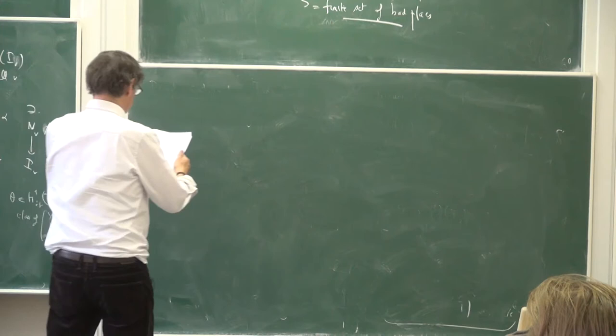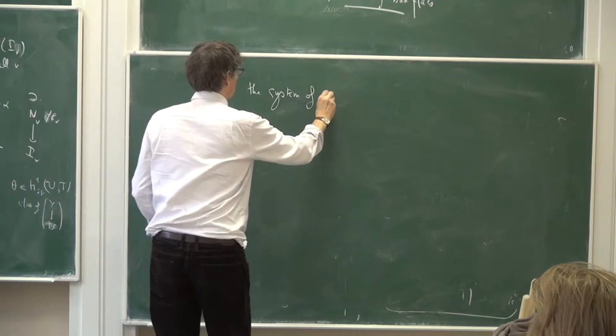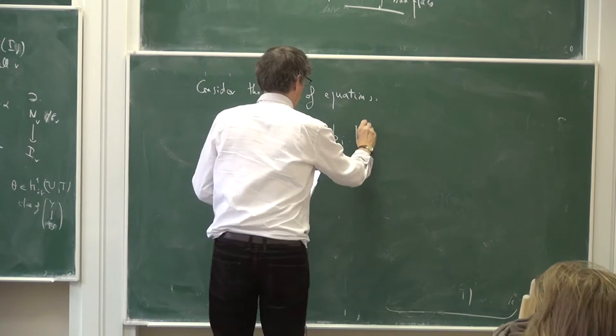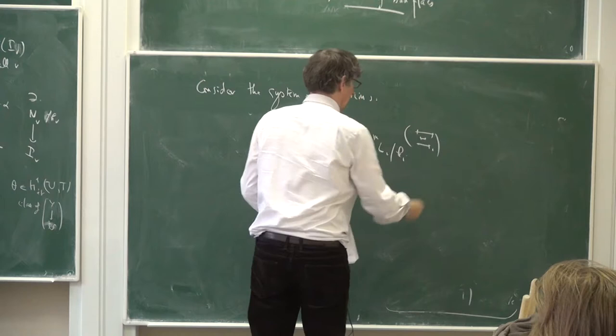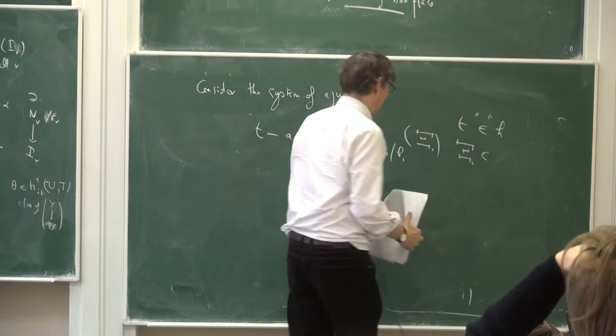Okay, and now consider the system of equations. Given like this, t minus a_i equals b_i times the norm from L_i over k_i of psi_i, where t is a variable in k and psi_i is, can you stand this notation, capital Xi?